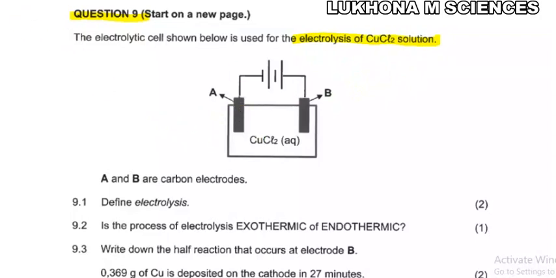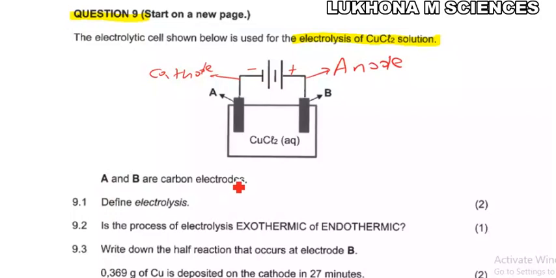This is the cell. Then we have this side, which is negative, then this one is positive. So the positive electrode is the anode. The positive electrode of an electrolytic cell is an anode. Then the negative electrode of an electrolytic cell is the cathode. So we have electrode A, which is a cathode, then electrode B, which is an anode.